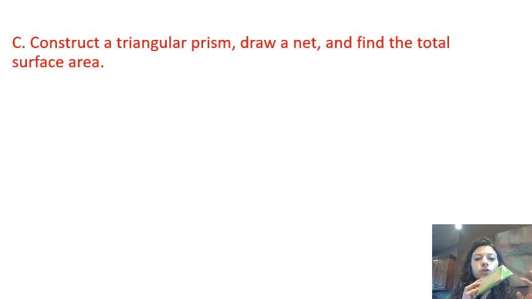All right, so you'll draw a net. Before you tape it together, you could just lay all the pieces out and copy the net, and then that would make finding the total surface area super simple. So 3 parts, A, B, C.